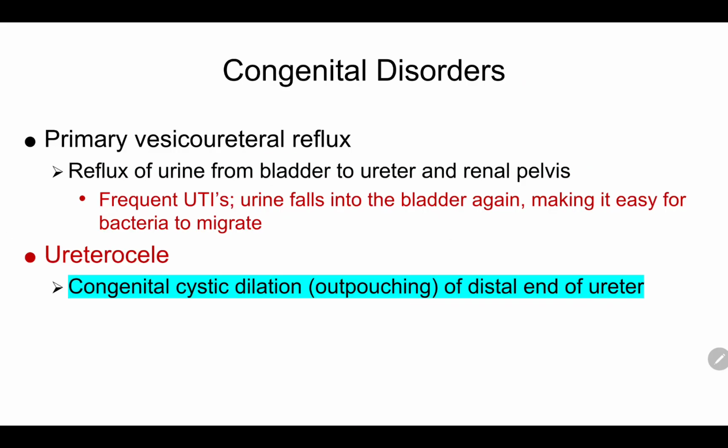Some congenital disorders, we have ureterocele, right? And this is where you have a congenital cystic dilation or outpouching of the distal end of the ureters. Okay, so it's really like a dilation or outpouching of that last part of the ureter.